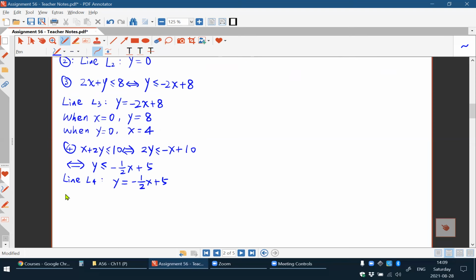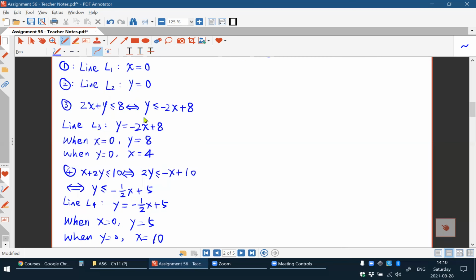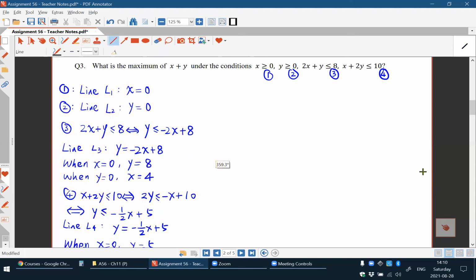Again, in order to draw it on the Cartesian plane, we need to find its x and y intercept. When x is 0, we know y is 5. And when y is 0, we can solve that x is 10, right? Okay, so let's draw these 4 lines on the 2D Cartesian plane now, and then the corresponding region.